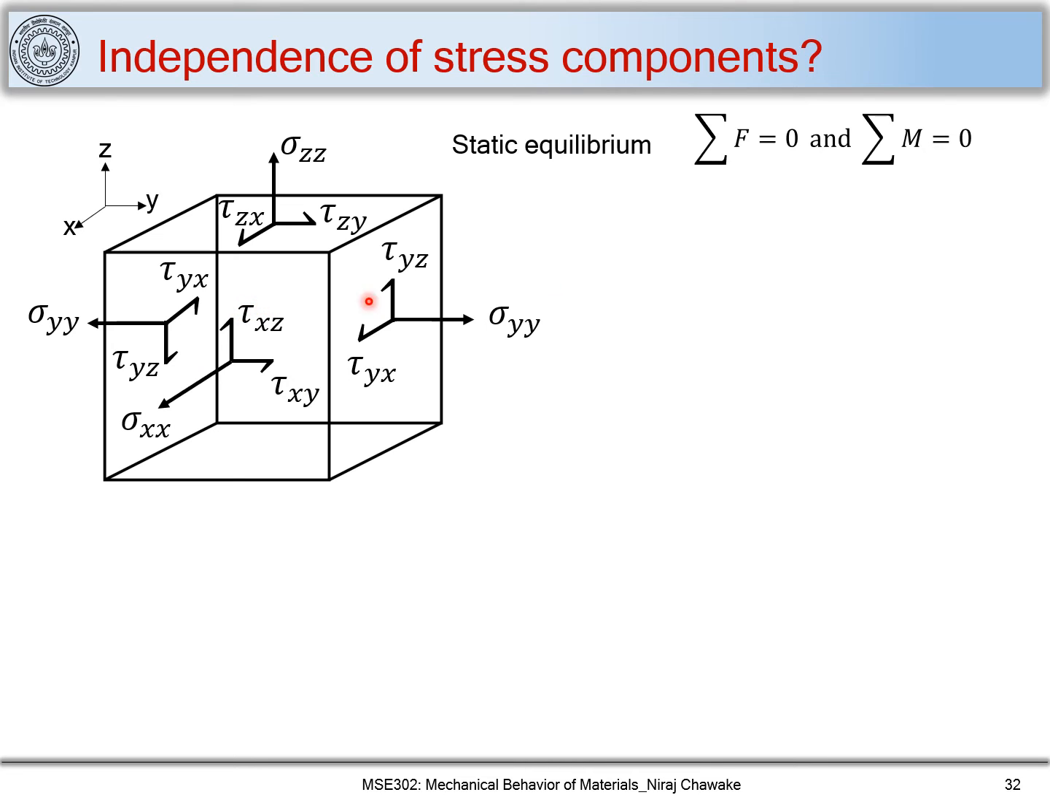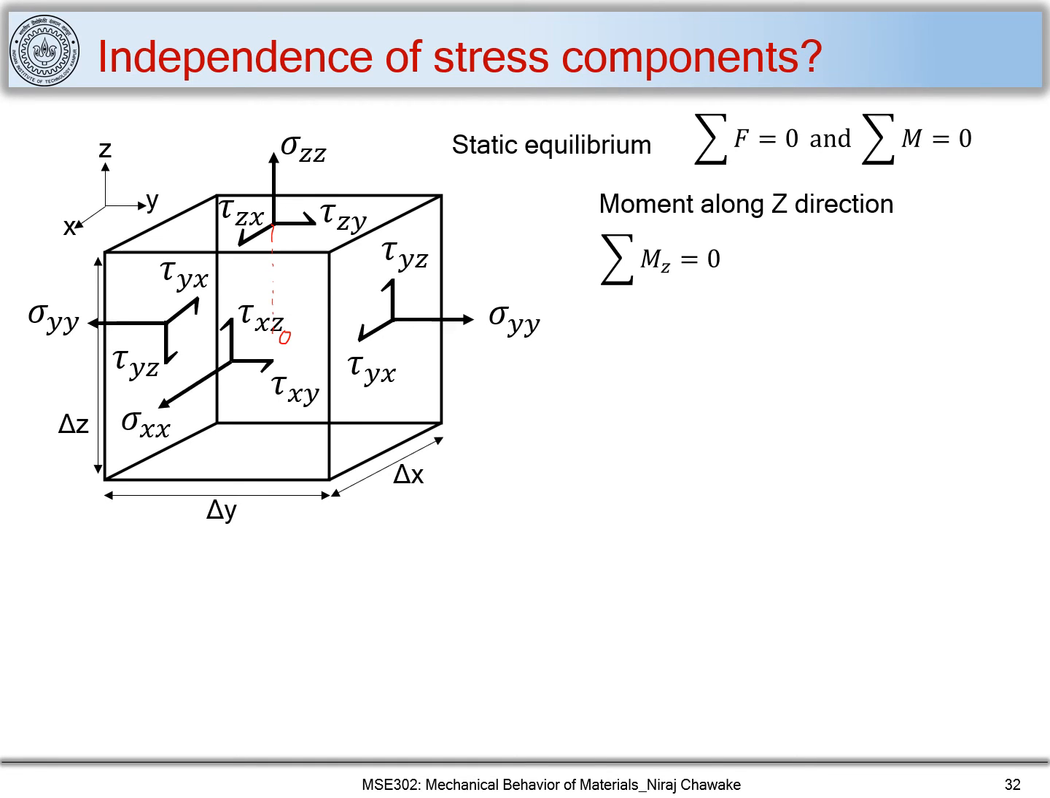Now let's look at what a moment is. Let's take a moment along z direction. Before that, let me mark the dimensions of this cube as delta x, delta y, and delta z. So now I take a moment along z direction. Let me write it for you. So I take a moment along this direction. Let's set point O over here. Now to find out a moment along z direction, moment will be given by force into perpendicular distance.